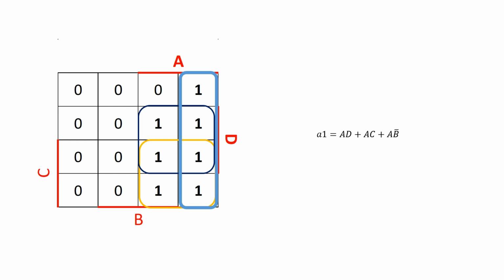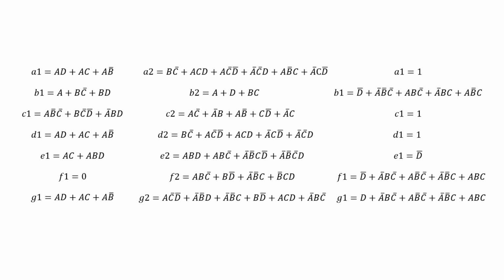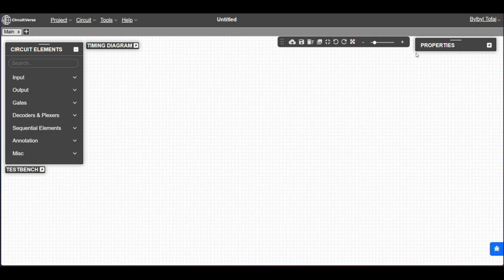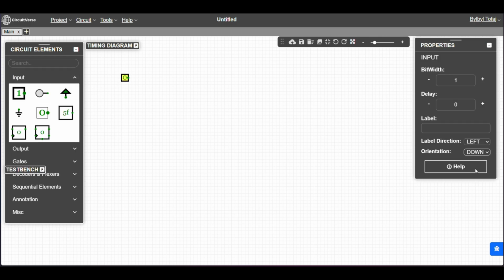After doing that for every column, we get the function for every input for the first, second, and third 7-segment display as shown on the screen. The last part is creating the circuit in CircuitVerse.